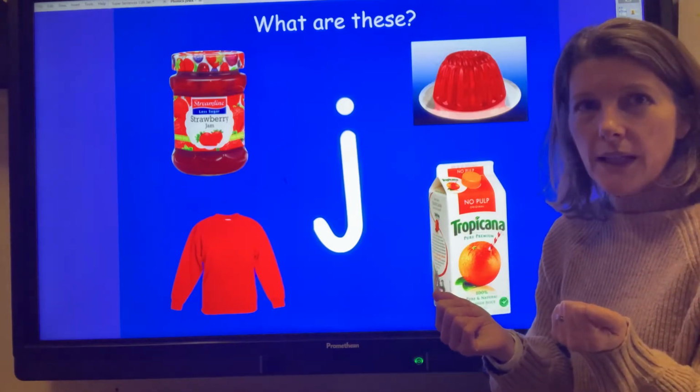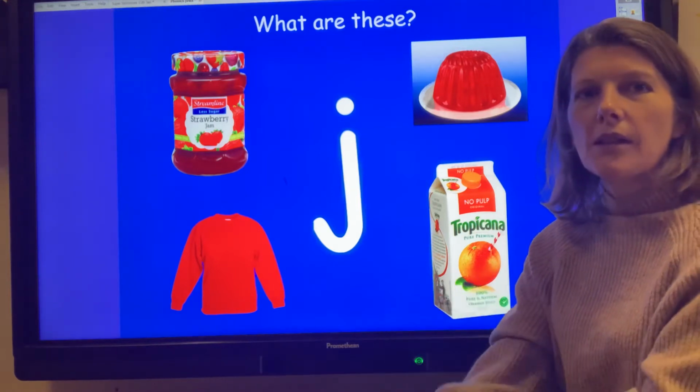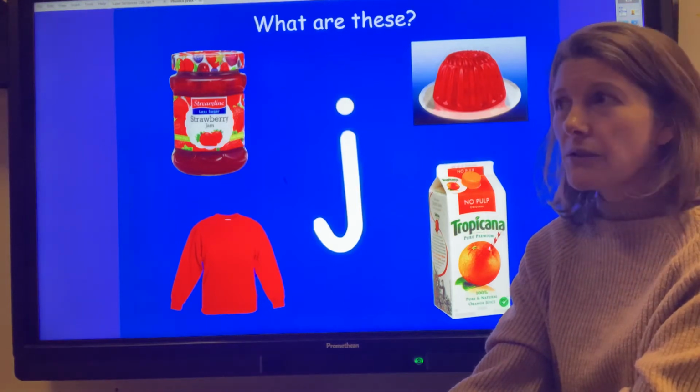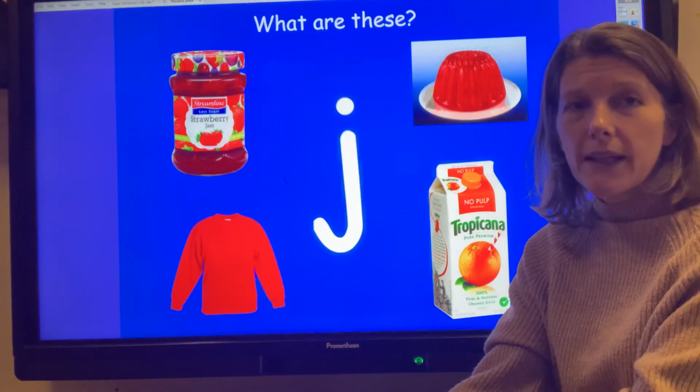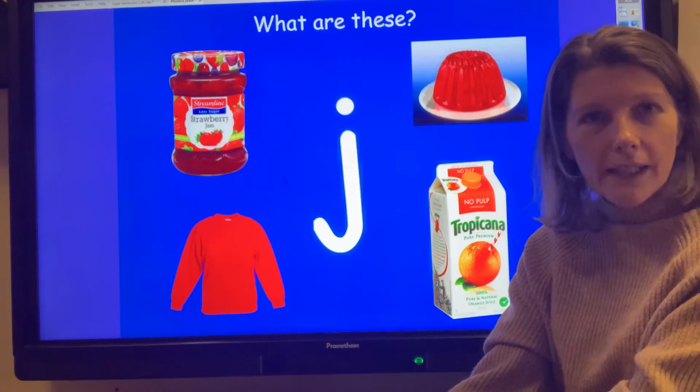Can you think of anything else that starts with a J, J, J? Maybe somebody's name, something else. Maybe look around your room and you could even play I Spy, something beginning with J. What can you see? Maybe some lovely jewellery. That would be nice.